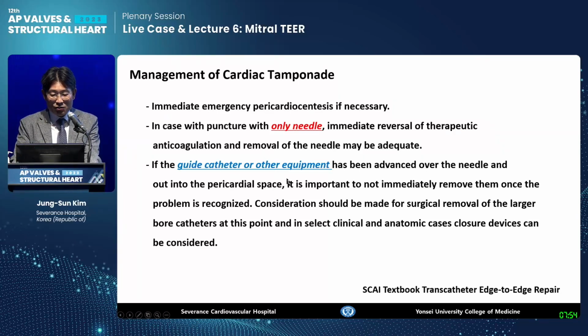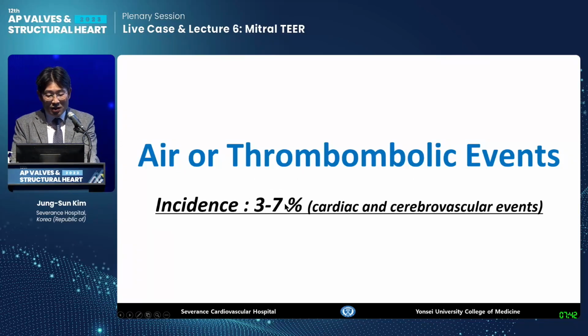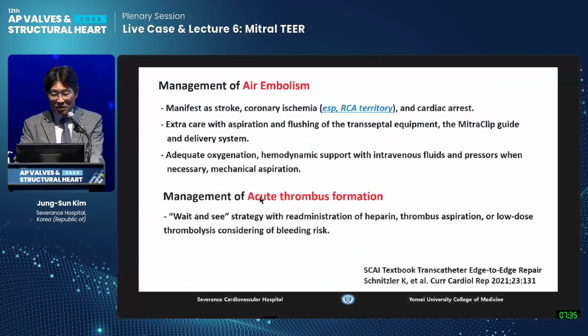If the guide catheter or other equipment has been advanced into the pericardial space, I think it's important not to immediately remove them once the problem is recognized, so consideration should be made for surgical removal. The other complication is air or thrombotic events, with an incidence of 3-7%.